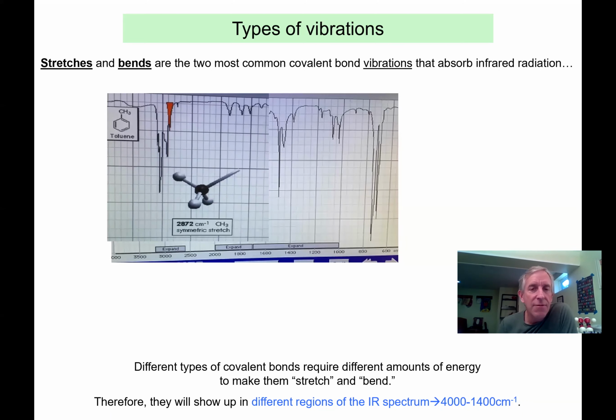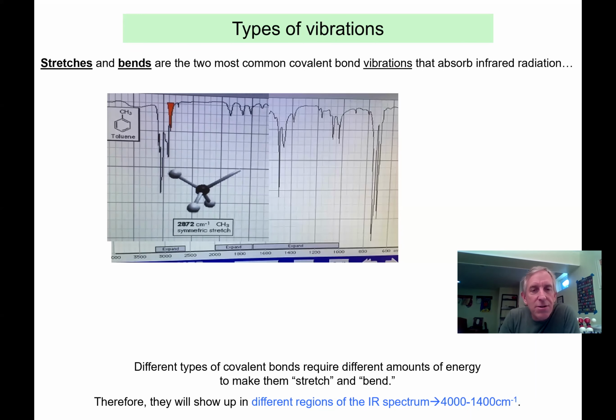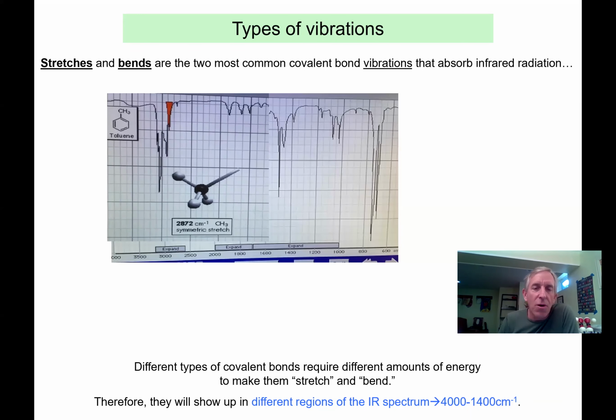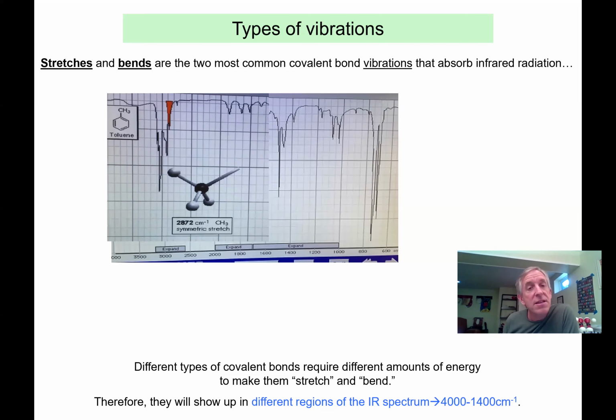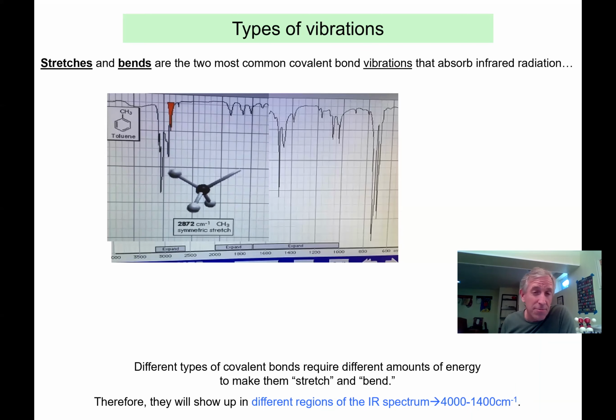So if we have an sp3 hybridized CH bond, like this one here, this is where we will always see a CH stretch and an absorption in IR. So it will help us tell if we have alkanes in our molecule.